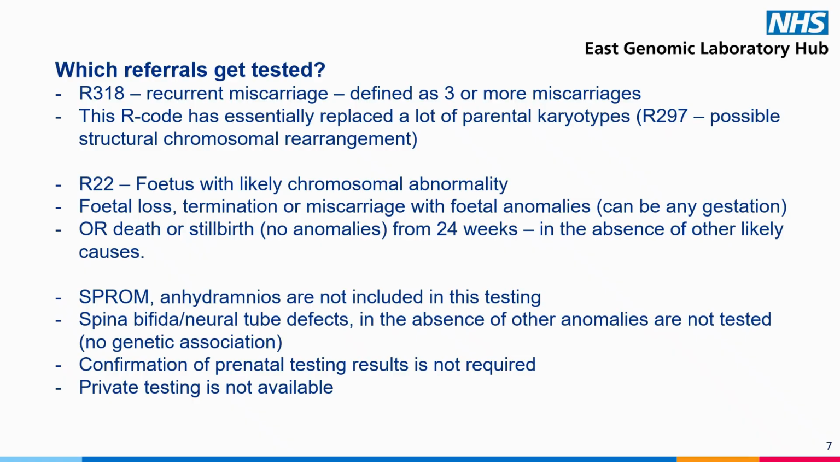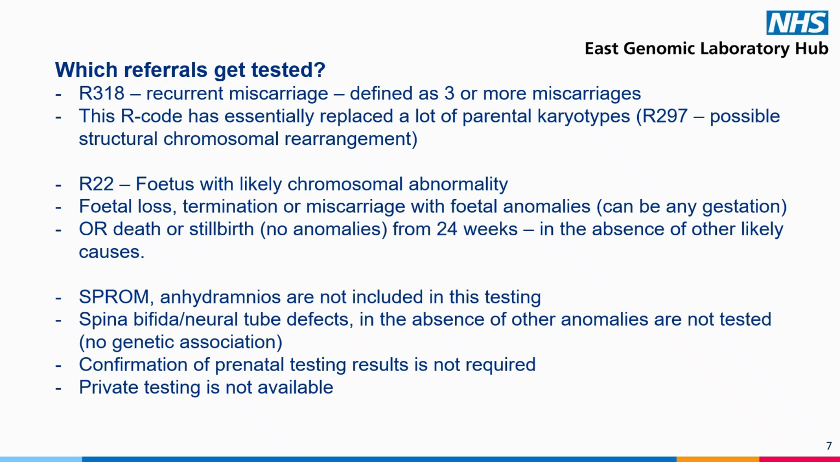So which referrals get tested? As we've talked about a little bit, the recurrent miscarriages. These are the R318 test code. These are defined as 3 or more miscarriages. When the test directory was first issued, this meant that they had to be consecutive miscarriages, but this is no longer the case. It's just a total of 3 miscarriages at any point in their lives.